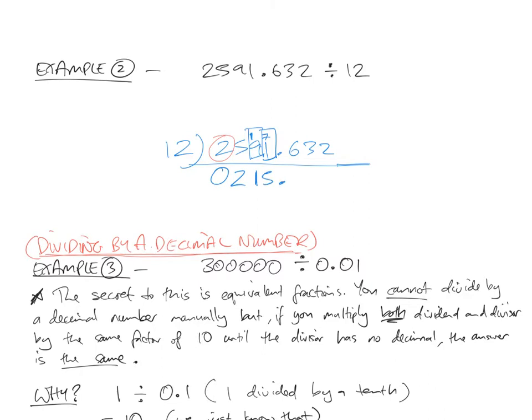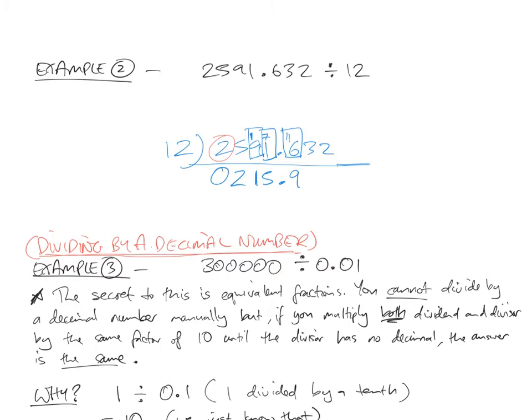Put the decimal point in line. What's the remainder? 60, 11. So 11 is the remainder that goes across. Now we're looking at 116. How many times does 12 go into 116? It fits 9 times for 108.